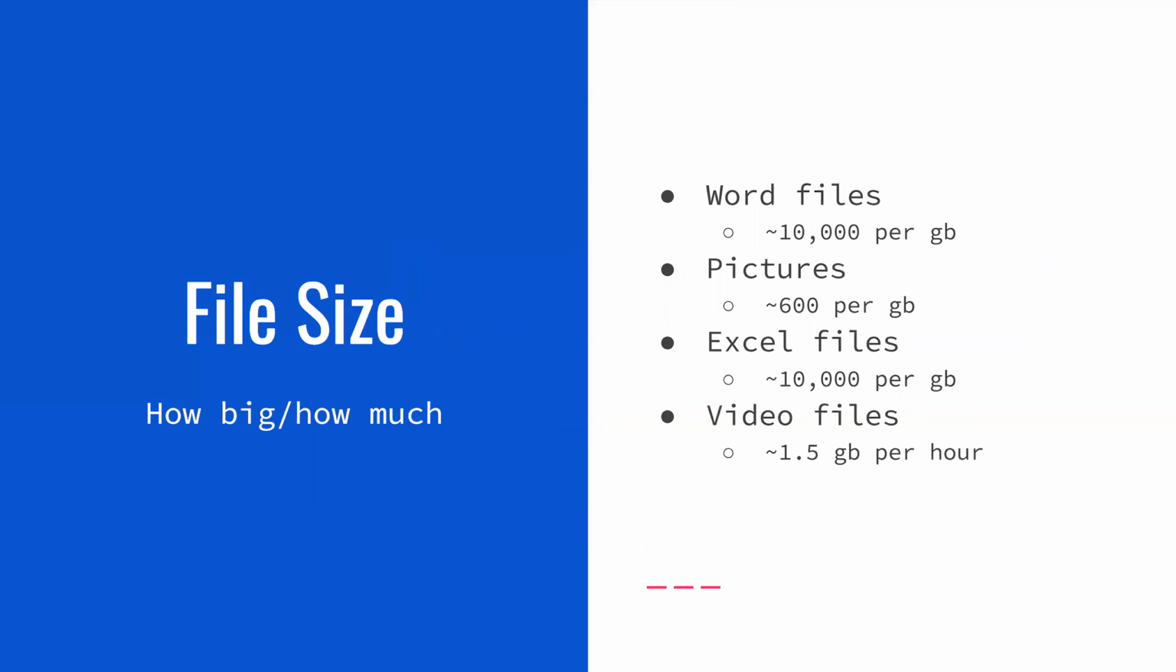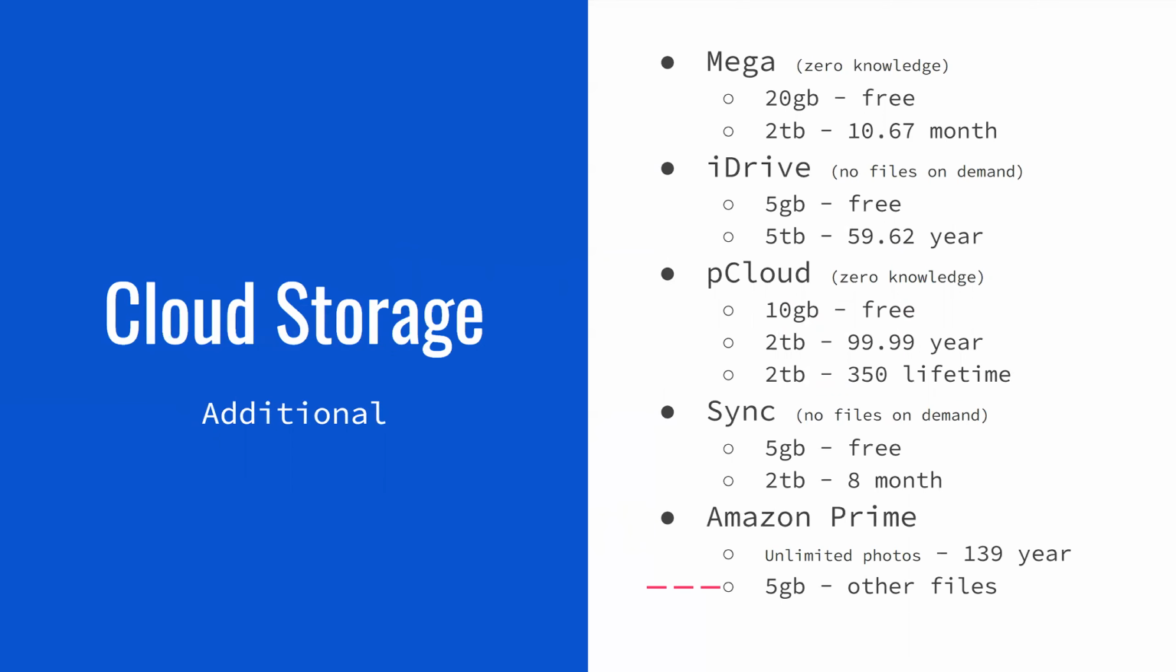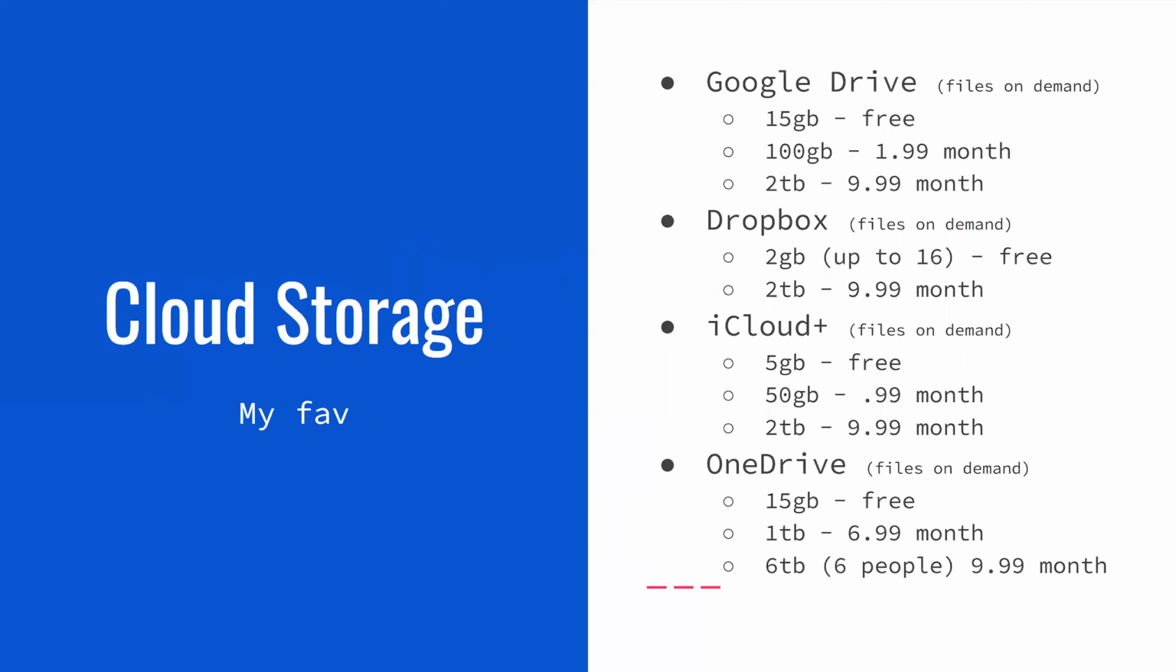Apple does offer, if you're using an iPhone, and Google offers less than the jump to the 2 terabyte option. So Google Drive has a 100 gigabyte option for $1.99 a month, and iCloud has a 50 gigabyte option for 99 cents a month. And those are generally enough to get you over the hump with regards to photo storage.